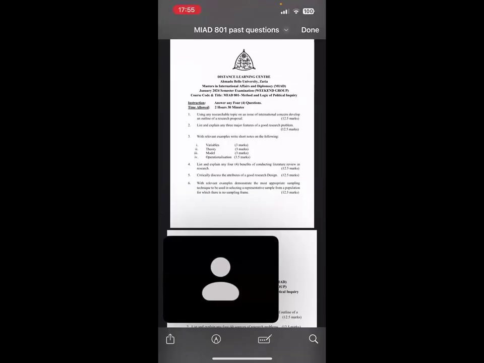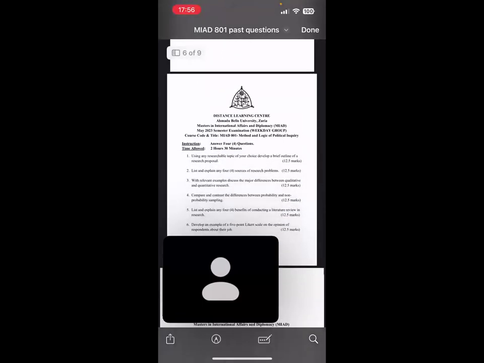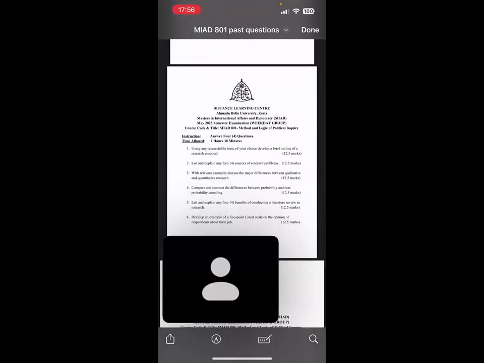What about here? Number 6. What is number 6 saying? With relevant examples, demonstrate the appropriate sampling technique to be used in selecting a representative sample from a population for which there is no sampling frame. Thank you very much. That's making 4 out of 6 questions. It shows in 4 questions.